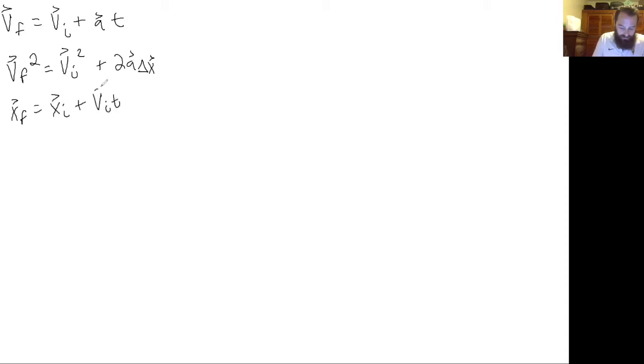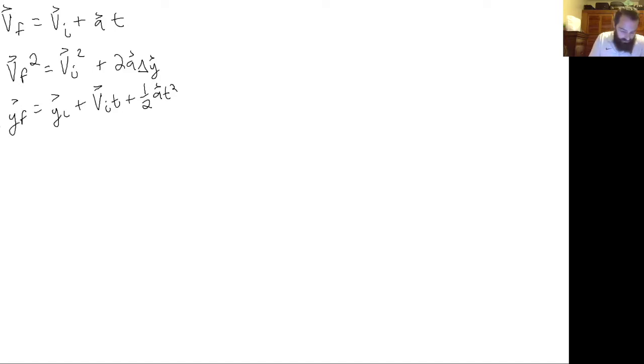So first we have v final equals v initial plus a t. v final squared equals v initial squared plus 2a delta x, and then x final equals x initial plus v initial t plus 1/2 a t squared. And since we're doing projectile motion in one dimension, we're going to be doing things in the y direction. So I'll just change these variables to y to make the understanding a little easier.